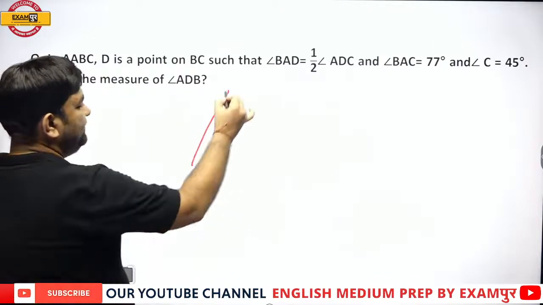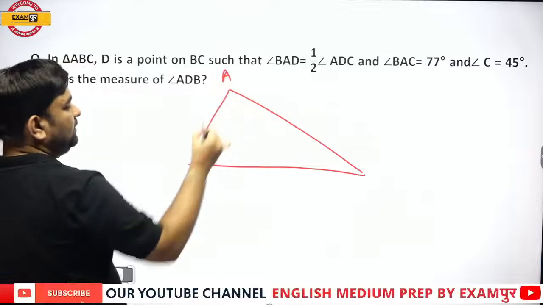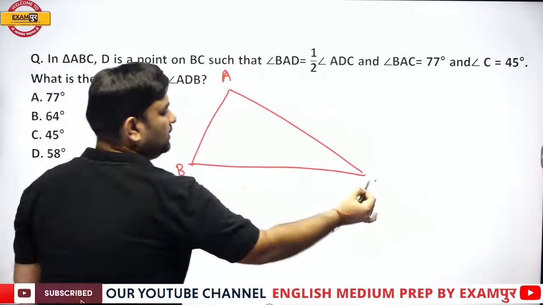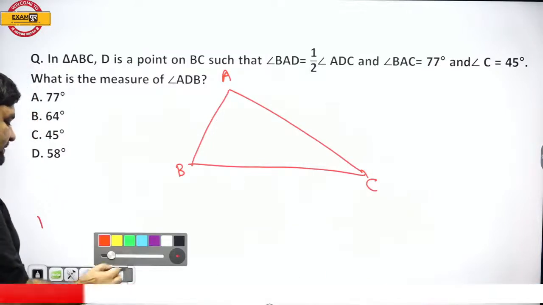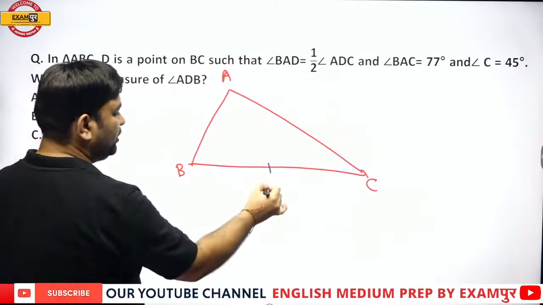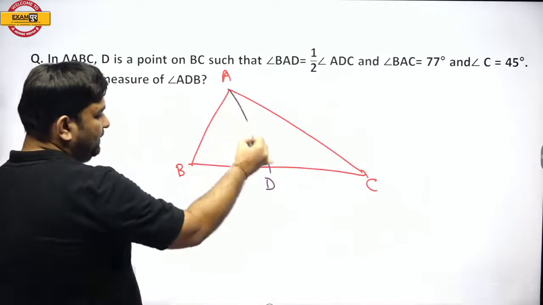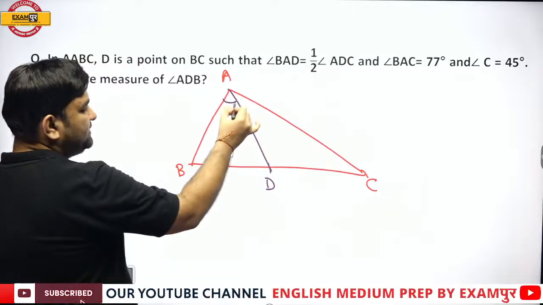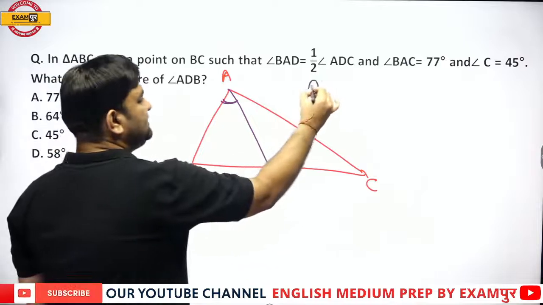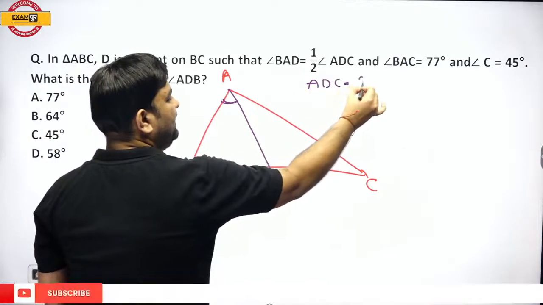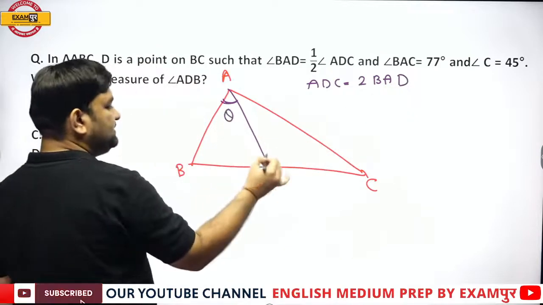In triangle ABC, D is a point on BC such that angle BAD is half of ADC. So can I say ADC is double of BAD? If BAD is theta, then ADC is 2 theta.